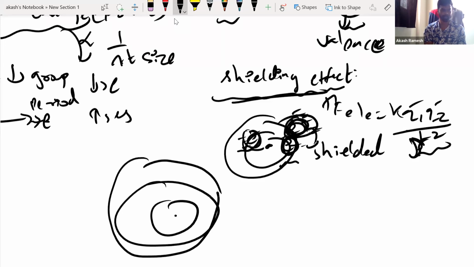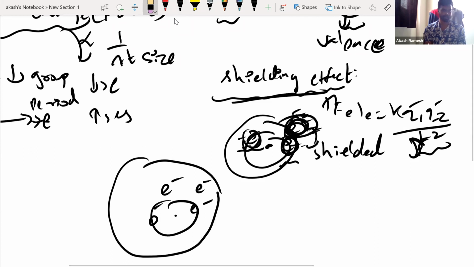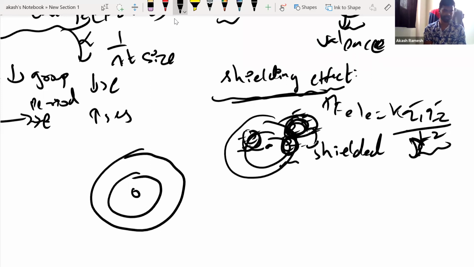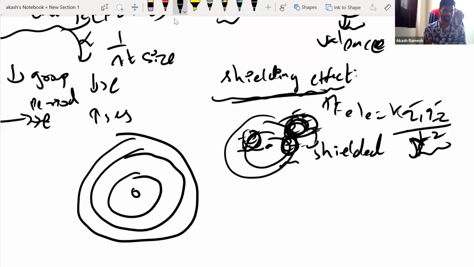I'm sorry, guys, please bear with my diagrams. Let me draw it properly. This is the nucleus, first shell, second shell, and third shell. Say the first shell has 2 electrons, and the second shell has, just a random picture, 4 electrons, and there is 1 electron in the third shell.